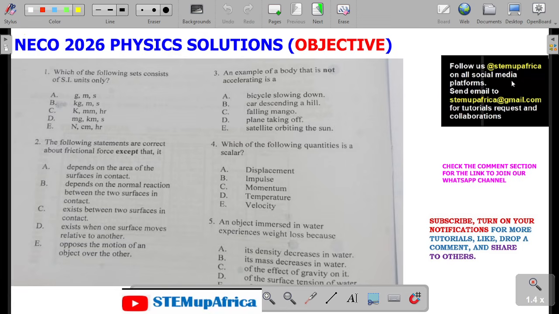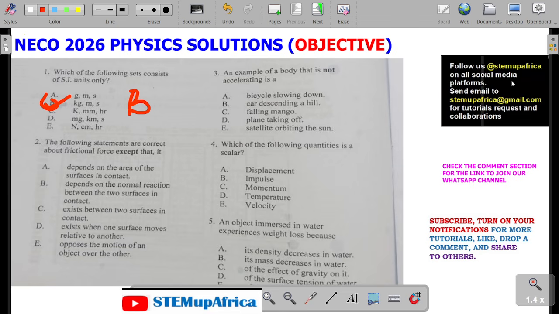So welcome to the objective section. Let's move straight to question 1. Question 1 says, the following consists of SI units only. We know the standard SI units: mass is kilogram, time is seconds, and length is meter. So we have kilogram, meter, second, which is option B. So number 1 is B.